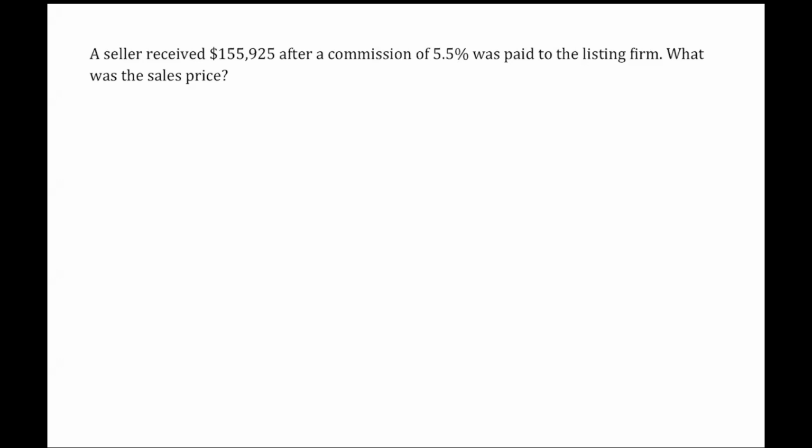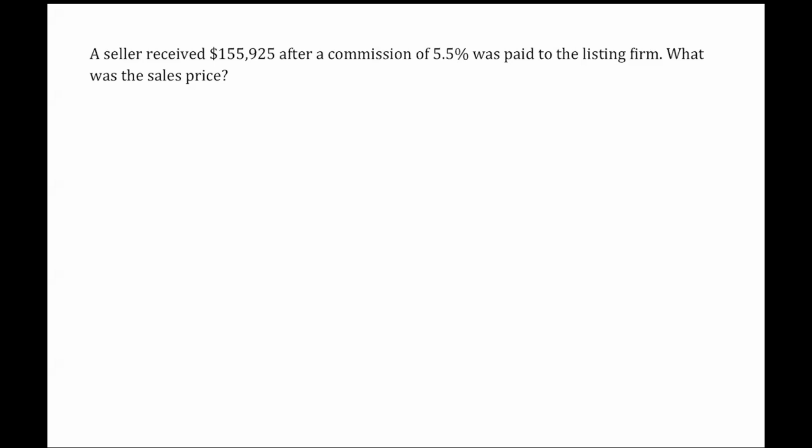And it's one that you're actually going to have to do once you get licensed. If you're helping people list their properties and sell their properties, they need to know what the bottom line is so that they're making enough money. Okay. So the first step to any math problem, of course, is to read it. A seller received $155,925 after a commission of 5.5% was paid to the listing firm. What was the sales price? So tell me what you would do, and then I'll see if that is right or if it is wrong.